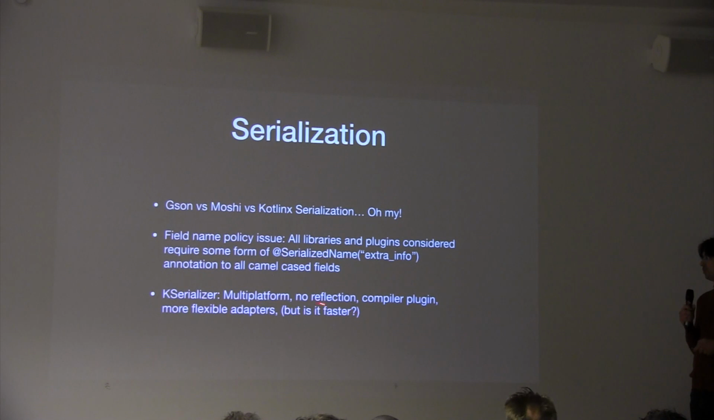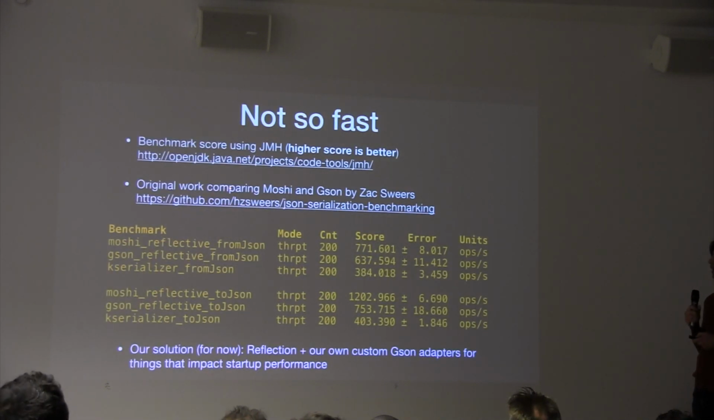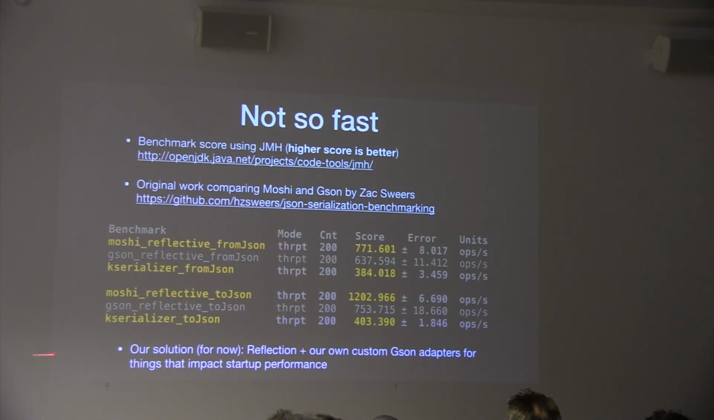One problem, though: is it faster? We didn't know, so we used the JMH library, which is a benchmark library for Java, and we cloned the original work by Zac Sweers, which originally compared basically Moshi with Gson. So we cloned it, converted the model classes to Kotlin, and added the Kotlin serializer serialization to it. And the results were not great.